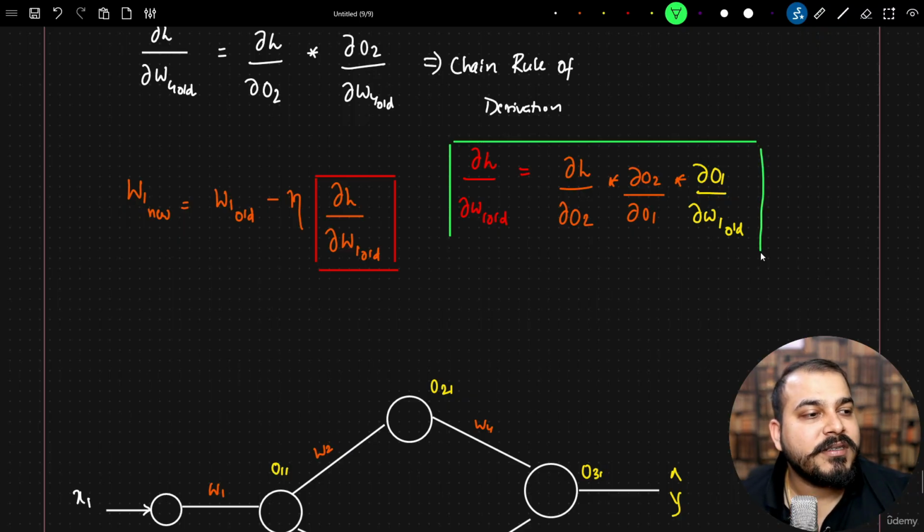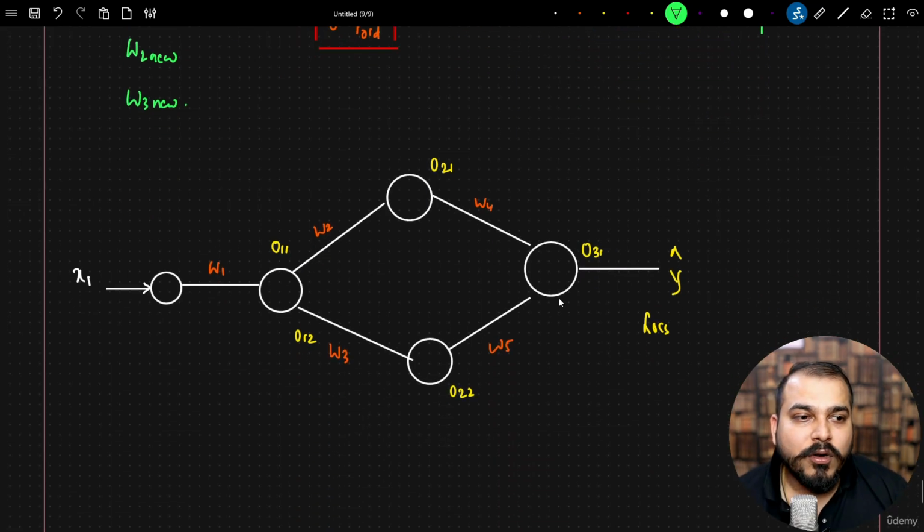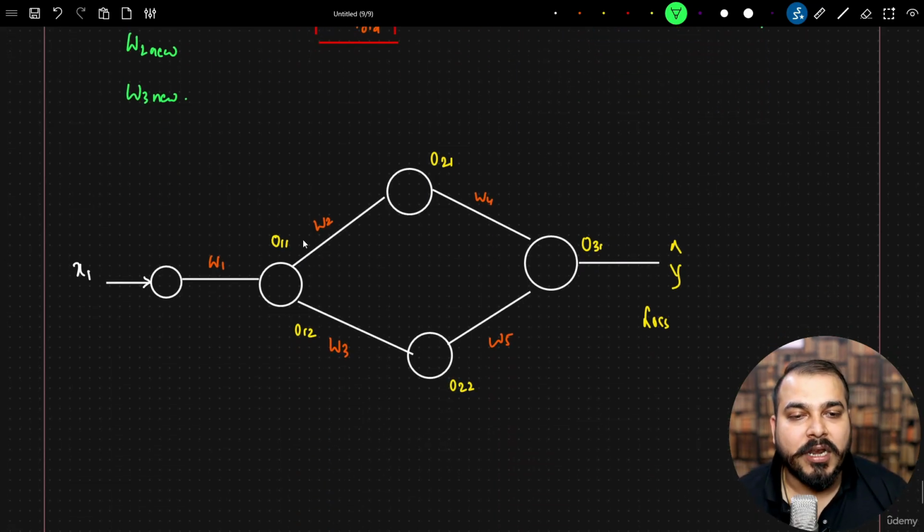Now there are two assignments that I really want to give you. Just try it for updation of W2 new also and W3 new also, okay? Now, one more thing, let's say that this is another neural network. In this neural network, what all things are there? And this is also an assignment for you. But anyhow, I will give you the answer, okay?